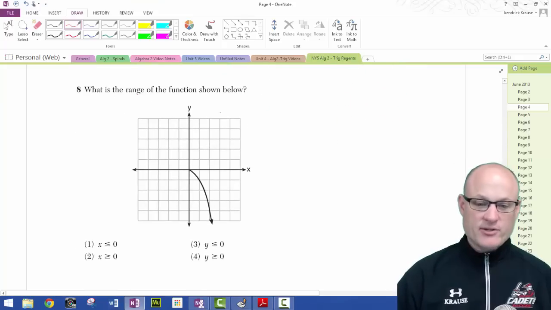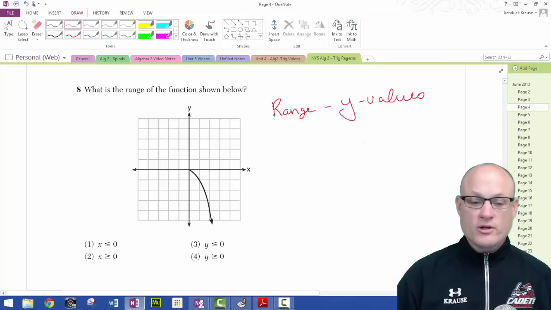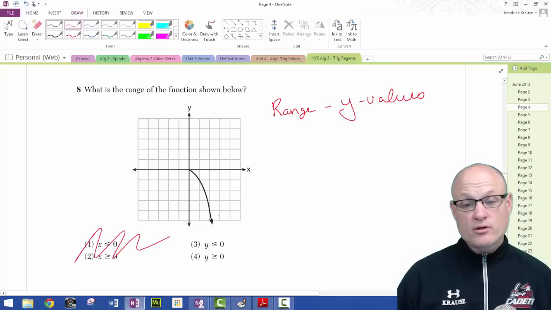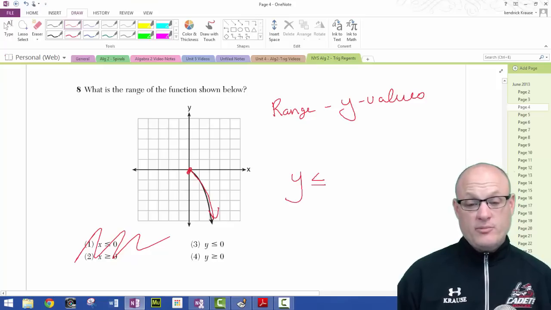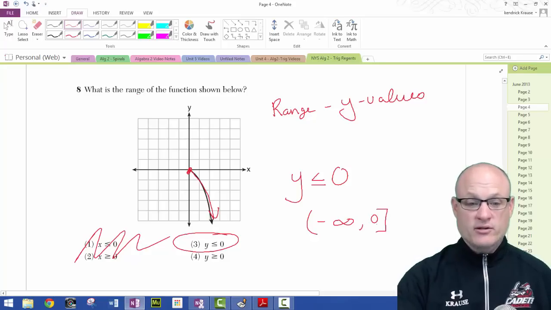Range. Well, I'll tell you both. First of all, range is the y values. We're only looking for the y values. So I don't even care what those are. In this particular case, the highest y value is 0, and it goes forever and ever down to negative infinity. Or in other words, the y values have to be less than, or could be equal to, 0. Just for fun, this could have been written in interval notation, and interval notation is kind of tricky here. It's from negative infinity all the way up to 0, but including 0.